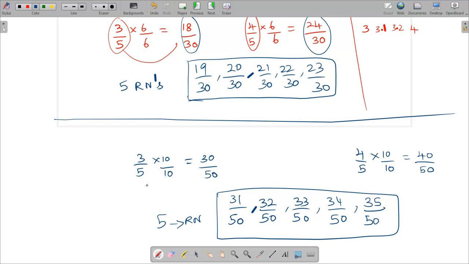In general, for however many values they are asking you to find, you can multiply both numerator and denominator by that number plus 1, or whatever value is easy for your computation. The only condition is that the number you multiply by should be greater than or equal to the required count plus 1. That is the condition. Okay, thank you, thanks for watching.